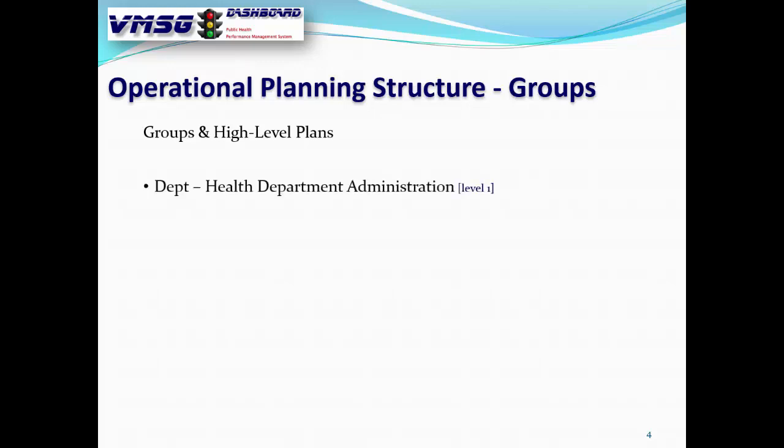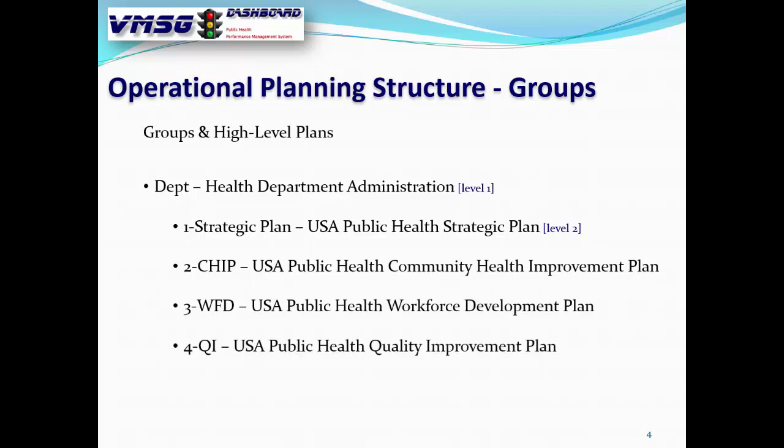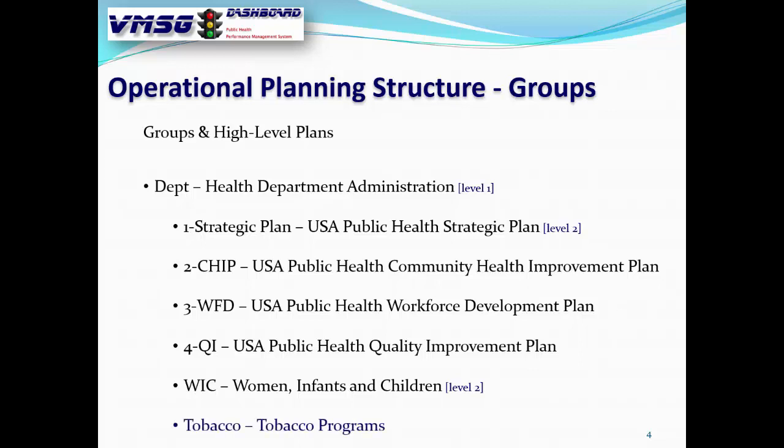The department, typically your level 1 group, the highest level group in the organization. Your strategic plan is typically a group within itself as a level 2 group reporting up into your department as a level 1 group. Your CHIP plan, same thing. Workforce development plan, same thing. Your QI plan, same thing. In addition to plans, you're going to have divisions, offices, or programs as groups reporting up into that level 1 group. Things like the tobacco program. The reason you see it highlighted in blue is because we're going to use this as an example as we go through all of these planning elements to build an operational plan.